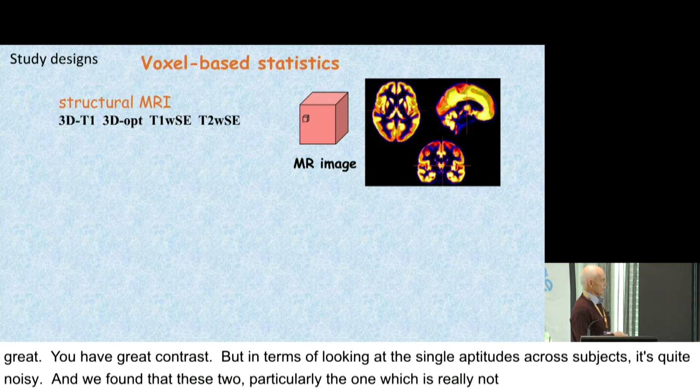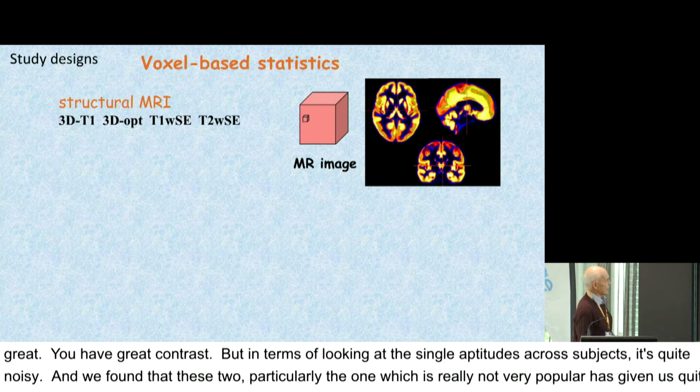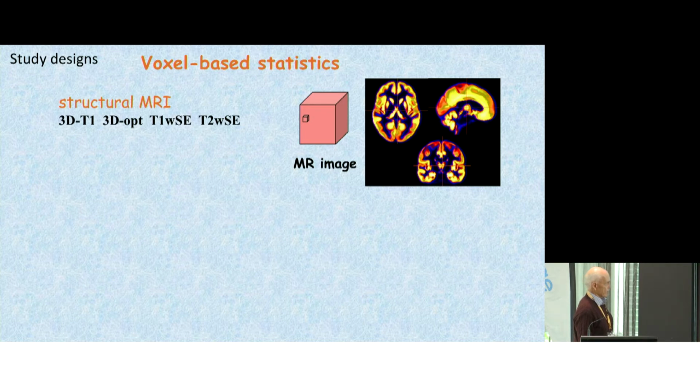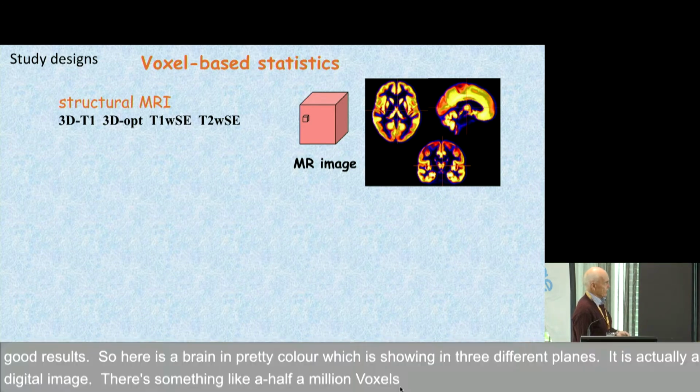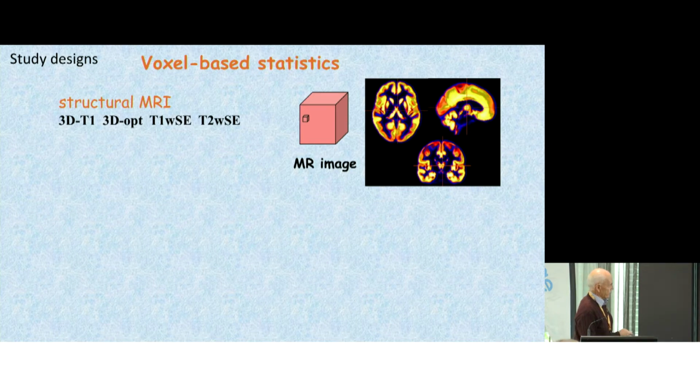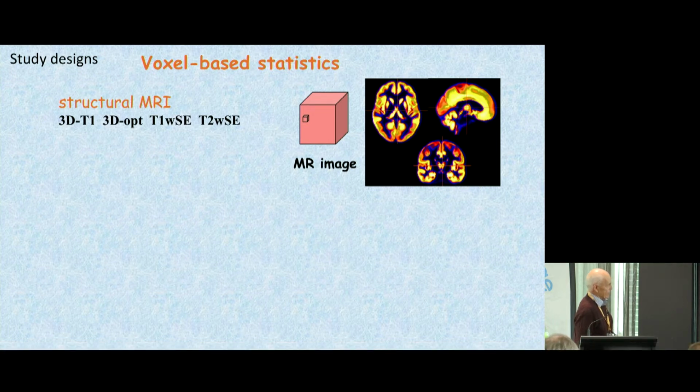So here's a brain in pretty colour, which is showing in 3 different planes. It's actually a digital image. There's something like 500,000 voxels in that image. A voxel is like a pixel in a picture. But for the present purpose, I'll characterise with the big cube the volume that contains the whole brain, and the little cube a voxel.